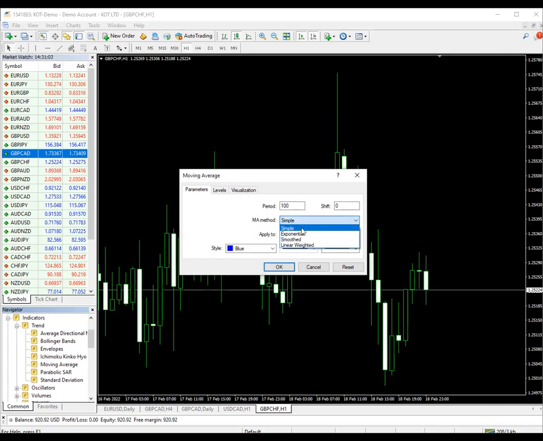When you click here, there will be a pop-up. We have exponential also here. So it's either you are using simple or exponential. The smoothed and the linear weighted ones are just subsets of the first two. That's why we said we have two major moving averages, which are the simple moving average and the exponential moving average.